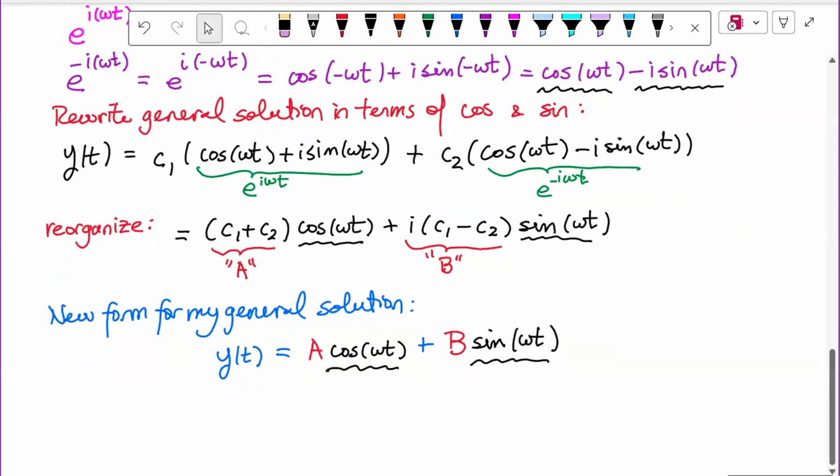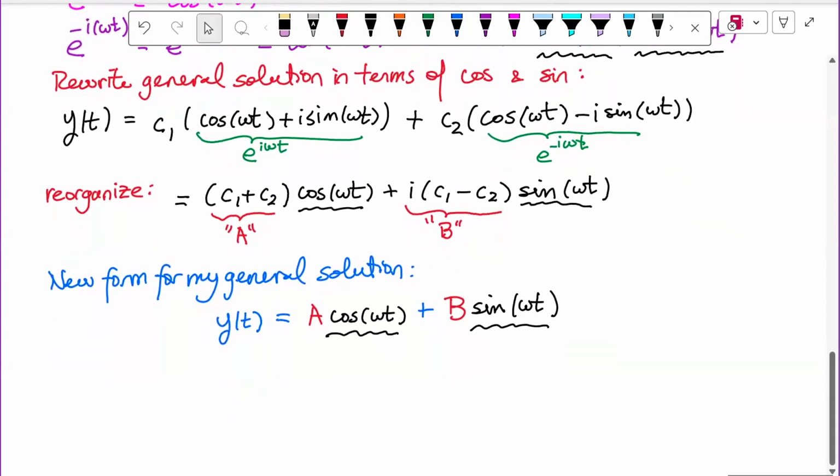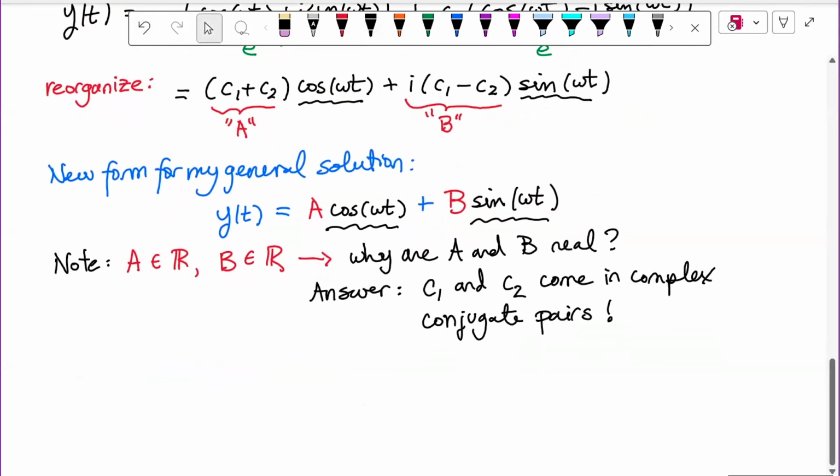Now here's something interesting. The constants, the coefficients A and B, are actually real numbers. Why are they real numbers? It turns out that C1 and C2 always come in complex conjugate pairs. Since C1 and C2 are complex conjugates, this means that when you sum C1 and C2, that is going to be a real number. And similarly, if you take the difference between C1 and C2, but multiply by the square root of minus 1, represented by i, that will also be a real number.